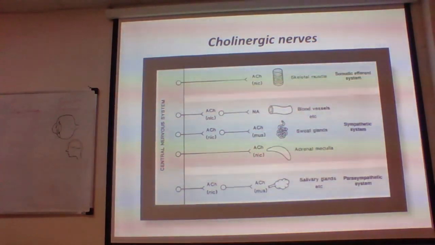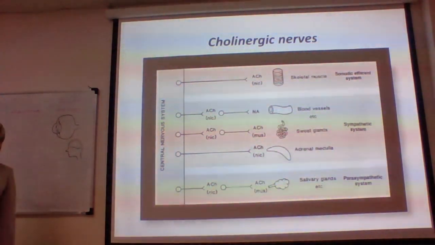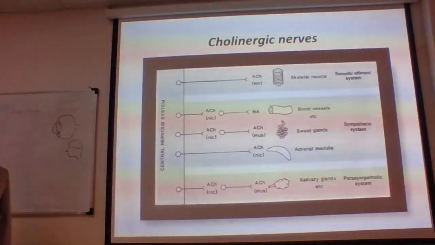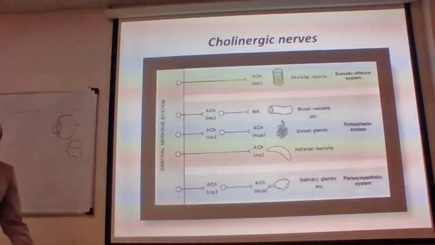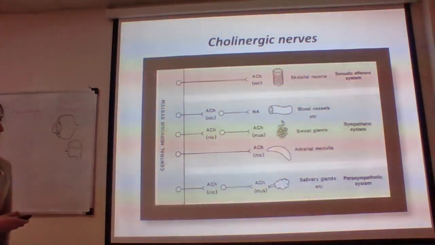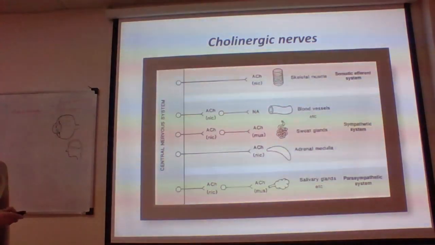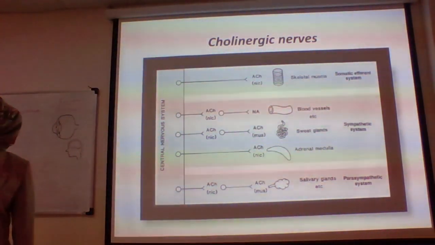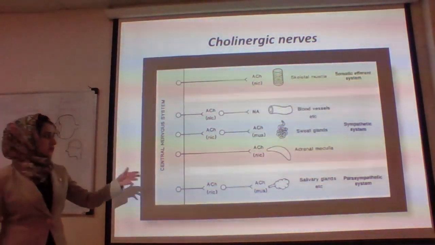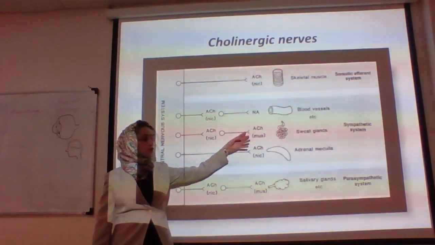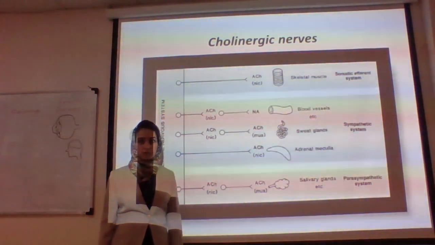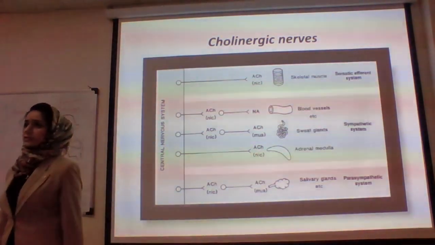In the sympathetic, the neurotransmitter is norepinephrine or noradrenaline, but there are a few exceptions. One of them is the sweat gland. The sweat gland postsynaptic releases acetylcholine. That's why it is cholinergic, although it is under sympathetic control. Sympathetic stimulation corresponds to cholinergic.